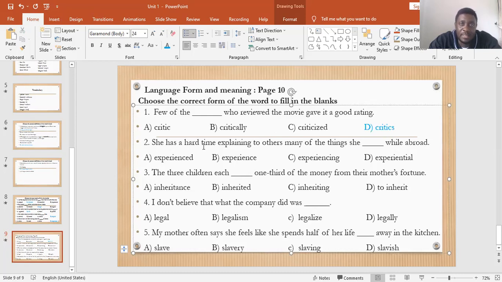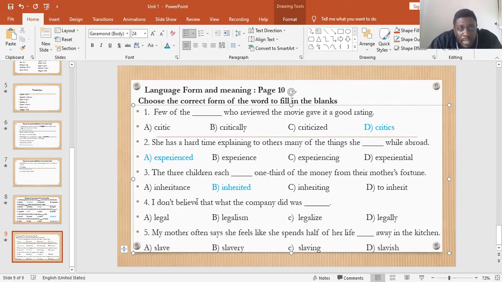Number two: she has a hard time explaining to others many of the things she experienced while abroad. It's the past tense: she experienced abroad. Number three: the three children each inherited one third of the money from their mother's fortune. Fortune is like wealth, money, house. All past tense, each inherited.